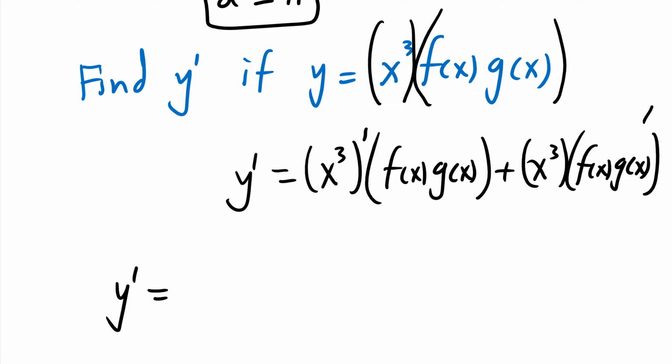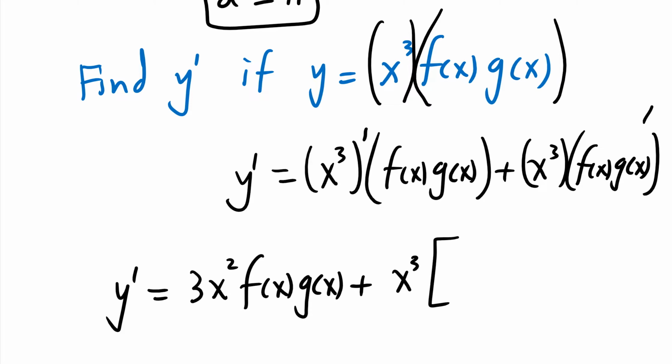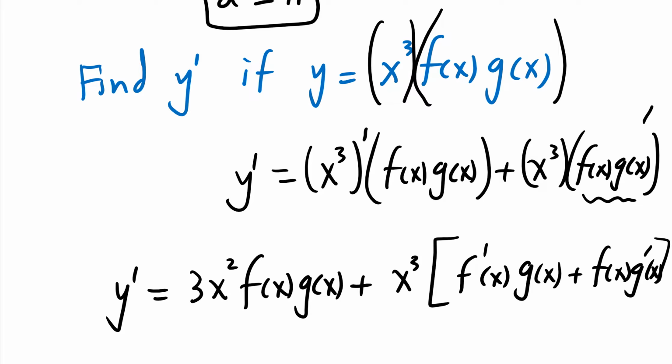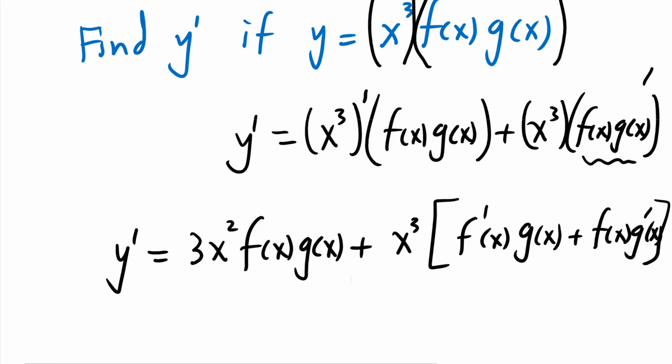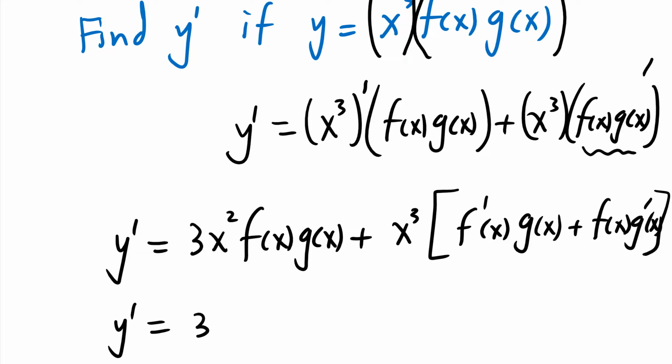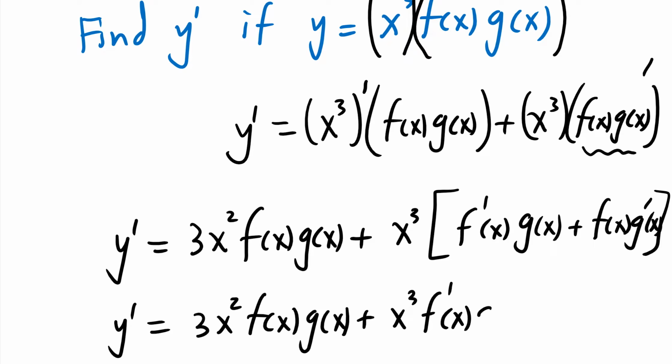So y prime equals, derivative of this is 3x squared. Keep this the same. Keep this the same. Here we apply the product rule again: f prime of x times g of x plus f of x times g prime of x. And then y prime equals, keep this the same, x cubed f prime of x g of x plus x cubed f of x g prime of x.